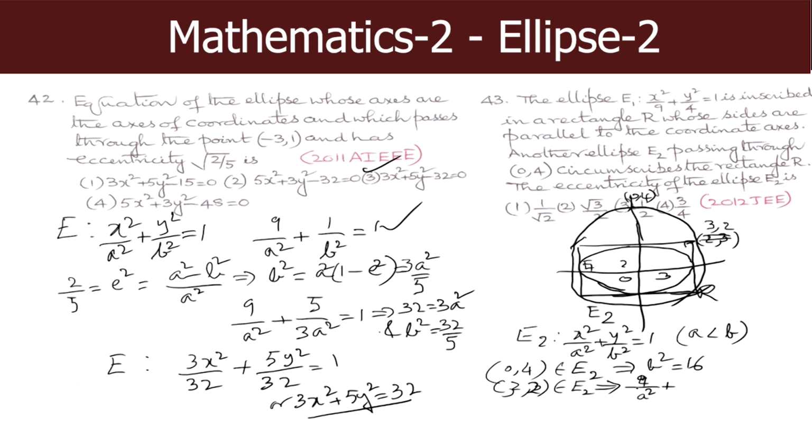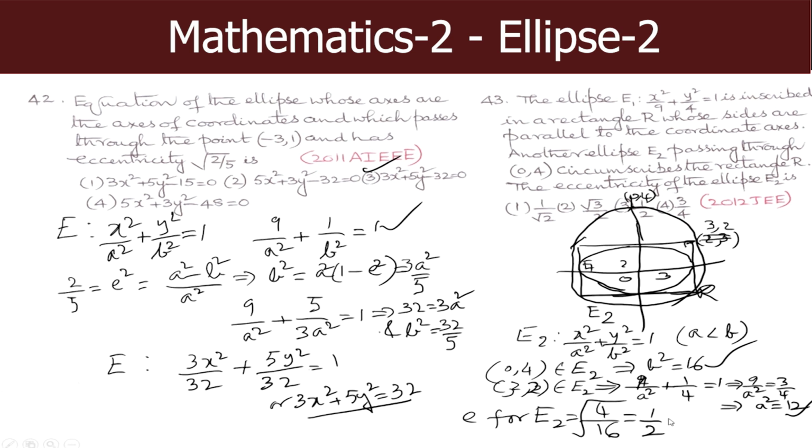Then 9 by a square plus 4 by b square, 1 by 4, equal to 1. Or 9 by a square equal to 3 by 4, or a square equal to 12. So, b square equal to 16 and a square equal to 12. Clearly, b is greater than a, and therefore, what is the eccentricity of E2? Square root of b square minus a square by b square, 4 by 16, root of this, which is equal to 1 by 2. That is the third option in the question.